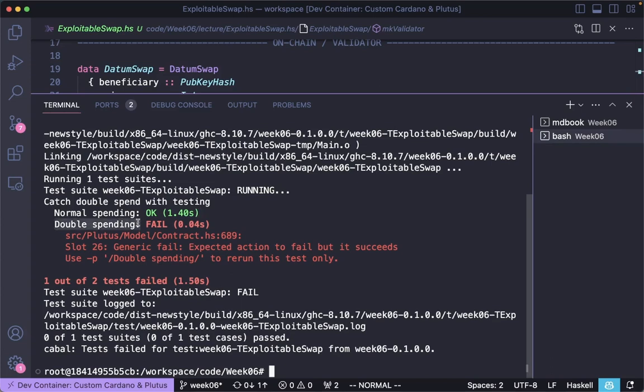But the double spending, in this case, user 1 creates two UTXOs selling two different NFTs but at the same price. And user 2 tries to pay for just one NFT but takes both. This double spending test fails, as you can see, because we expected this action to fail, since you shouldn't be able to get two NFTs for the price of one, but it succeeds.